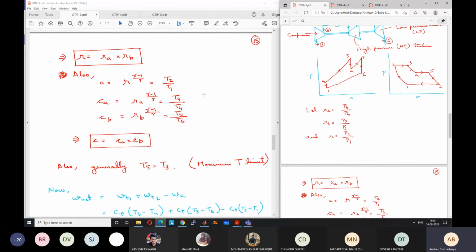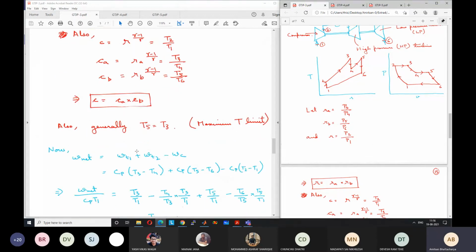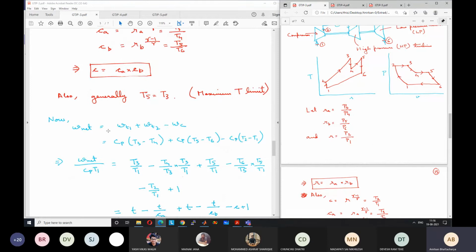Okay. Also, generally, T5 is equal to T3, we have discussed in the previous class. This is the maximum temperature limit in the cycle, which is governed by the turbine blade material. So you want to utilize the available limit to the full extent. So we generally design such that both the turbine inlet temperatures are same. Okay, T3 is equal to T5. So now we can write the net work output from the cycle as Cp(T3 minus T4) for the first turbine plus Cp(T5 minus T6) minus Cp(T2 minus T1).